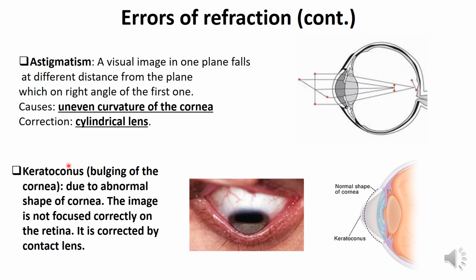The other error is called keratoconus, which means bulging of the cornea. The shape of the cornea is abnormal. It is bulging instead of this shape. As you can see, it is bulging forward. And the correction of this type of error is very difficult. It can be done by using contact lens.